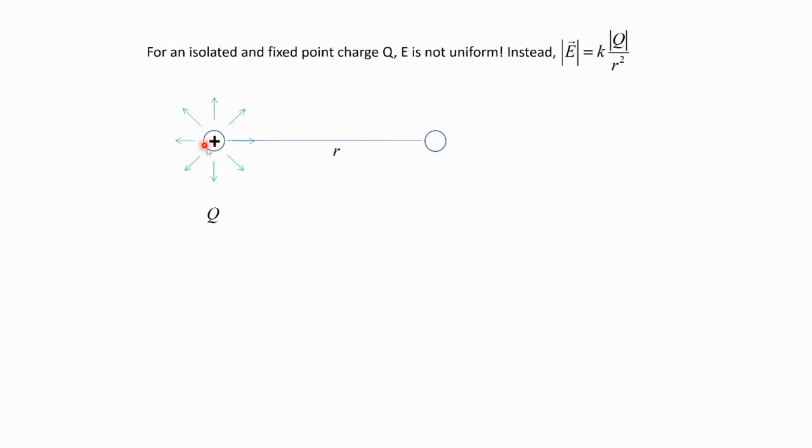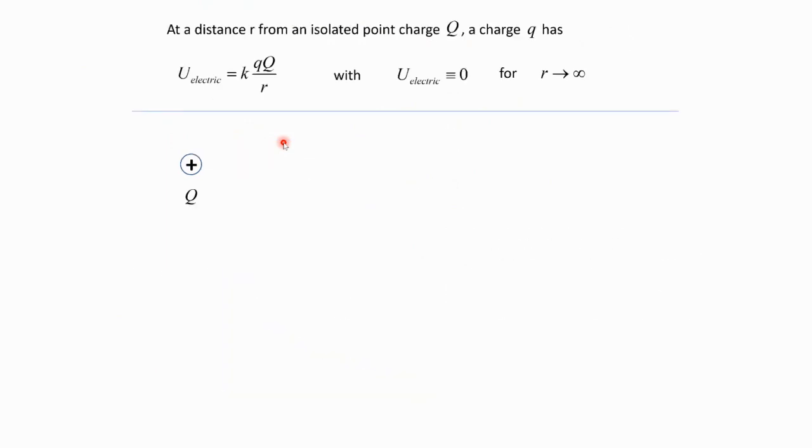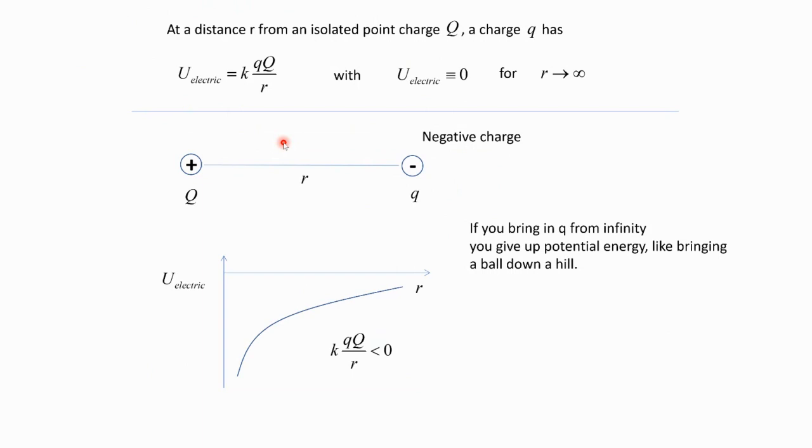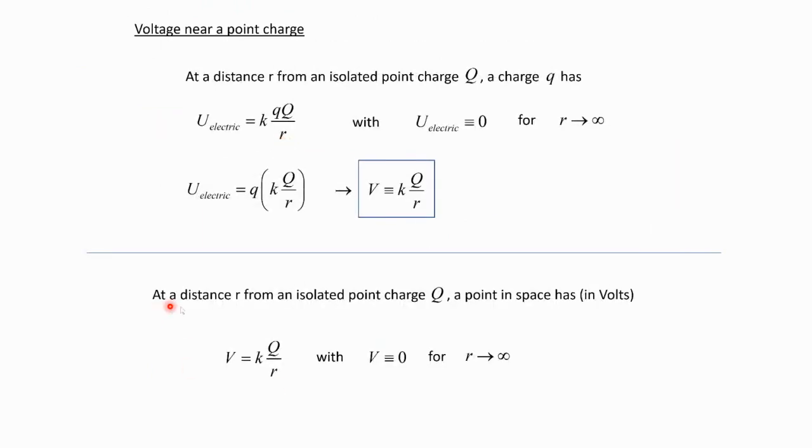The same way, if I'm near a planet, every point in space has a gravitational field vector. Even if I don't put mass there, there's a g. And it's non-uniform because we're talking about big distances. So this is what I just told you. At a distance r away from an isolated point charge Q, a point in space has this many volts of electric potential. Built into that is the definition that 0 volts is infinitely far away.